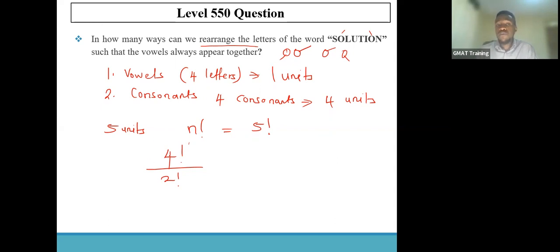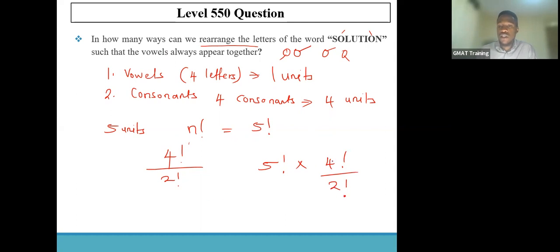And so to find the number of ways of arranging these 8 letters such that the vowels always appear together, we are going to multiply these 2 computations, so that we have 5 factorial multiplied by 4 factorial over 2 factorial.